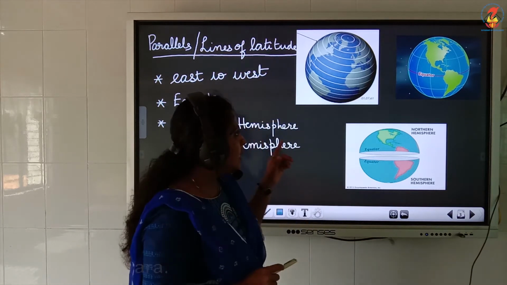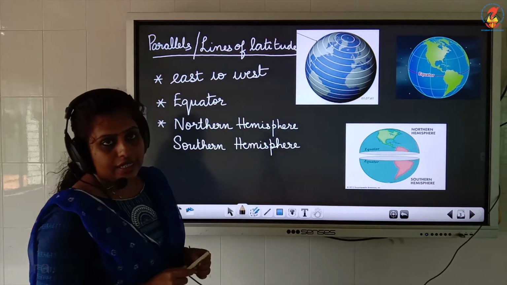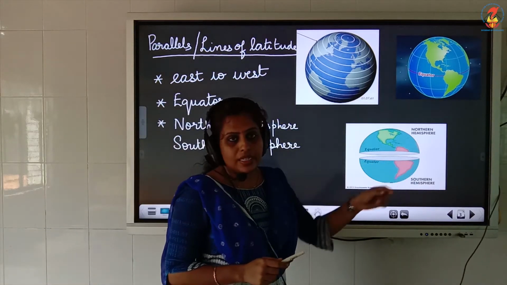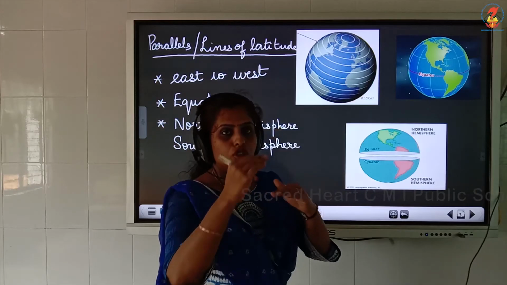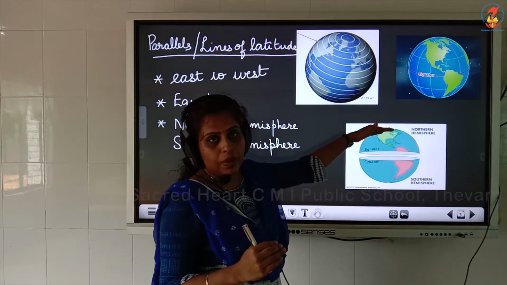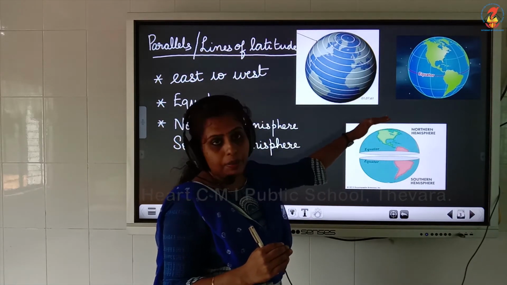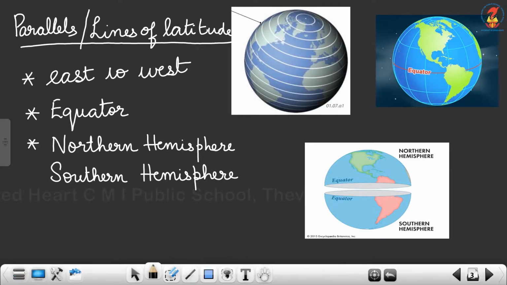Okay, now let's move on to the next point about parallels. When we have the equator in the middle, it divides the Earth's surface into two parts. The upper part, the topmost part or the northern part, is called the Northern Hemisphere and the bottom part is called the Southern Hemisphere.